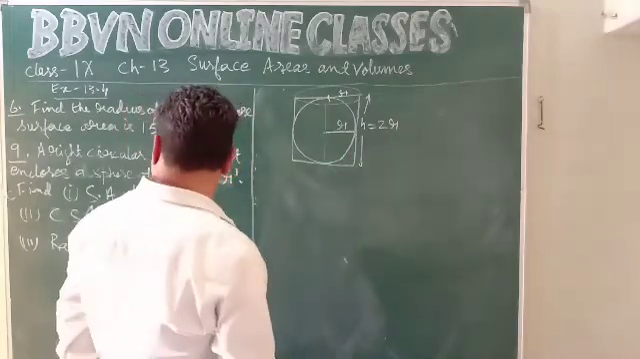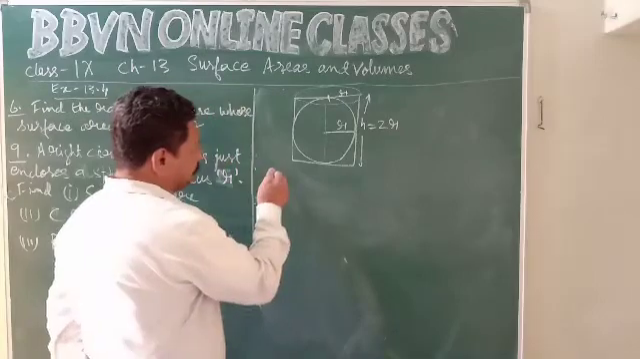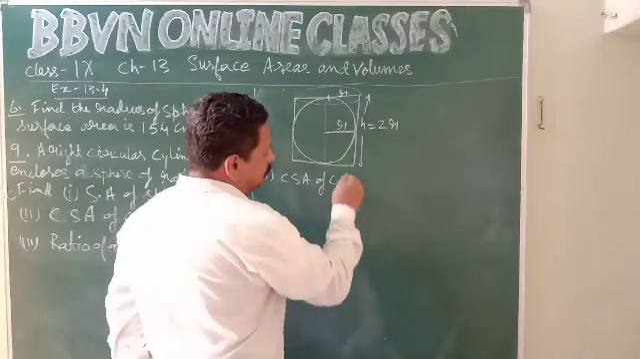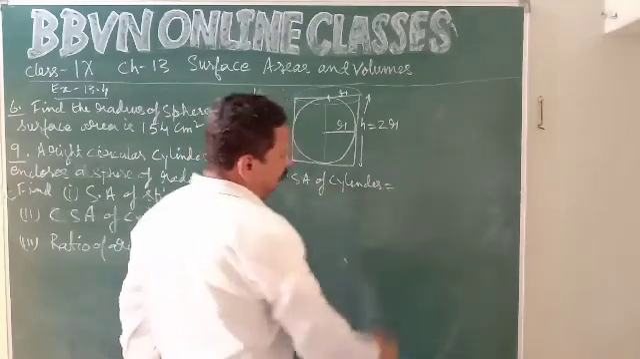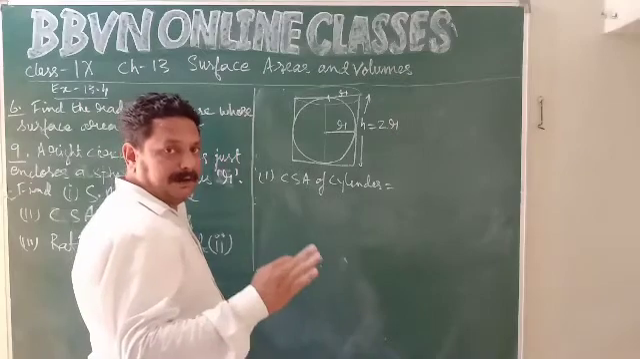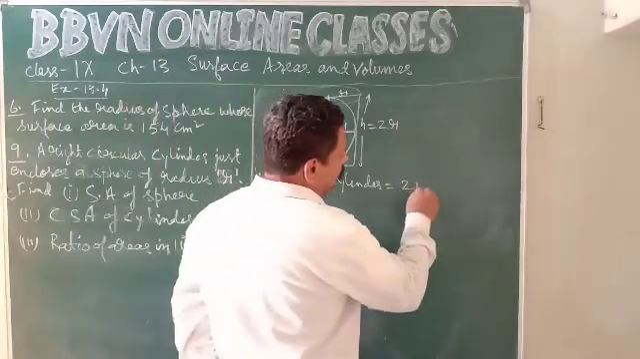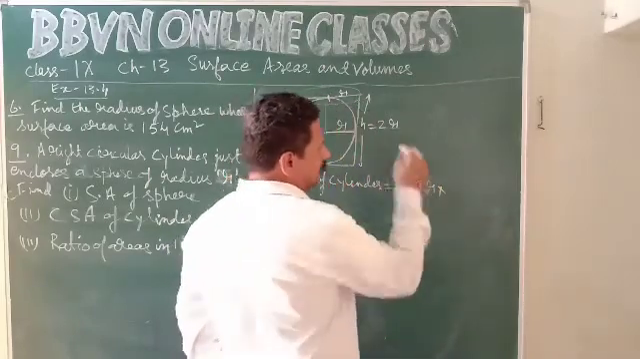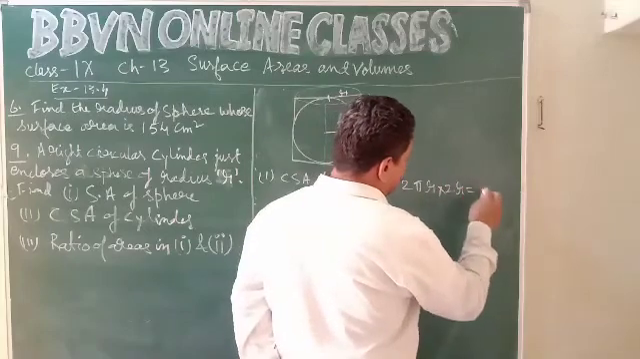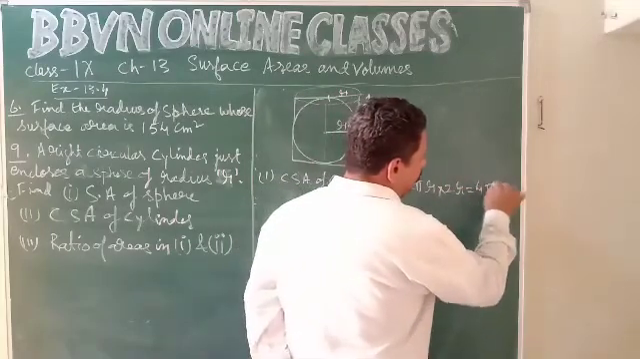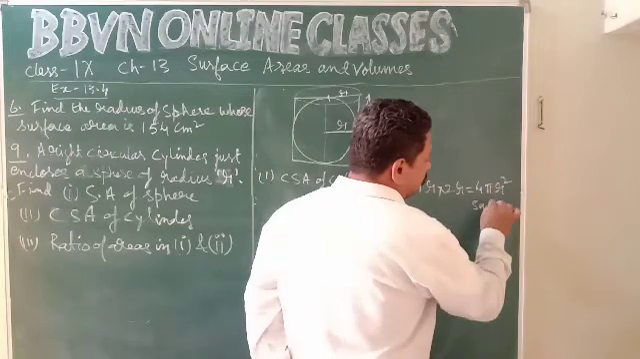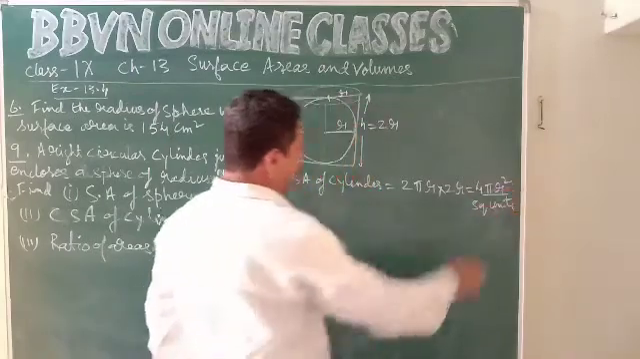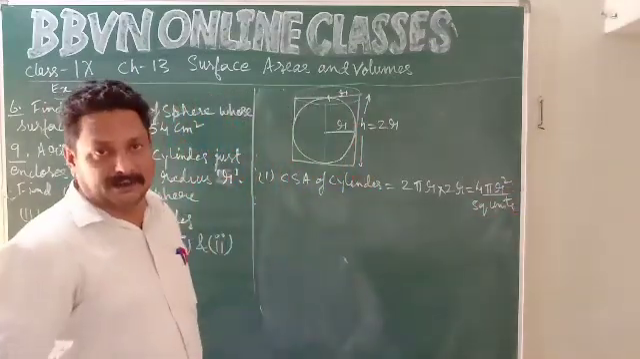नाउ वी हैव टू फाइंड कर्व सरफेस एरिया ऑफ सिलेंडर. फर्स्ट वन, CSA ऑफ सिलेंडर. Curved surface area of a cylinder is 2 pi RH. So 2 pi R means radius into H. H is 2R. So this is 4 pi R square. Square units. Got it? So we got the curved surface area of the cylinder as 4 pi R square.